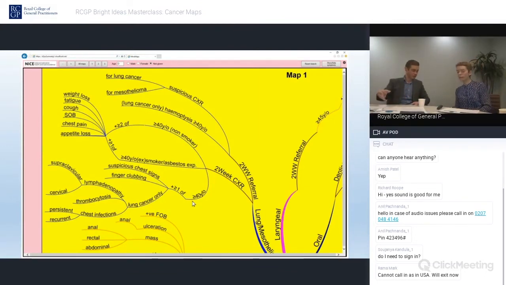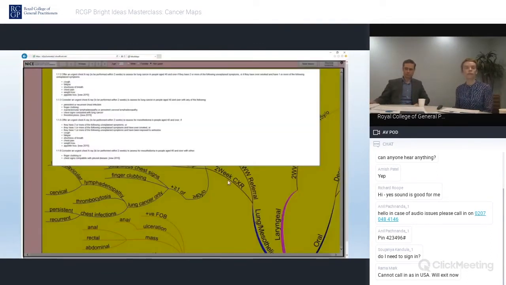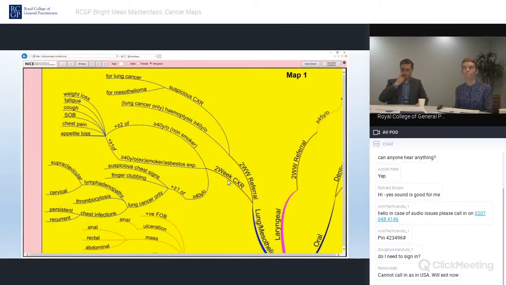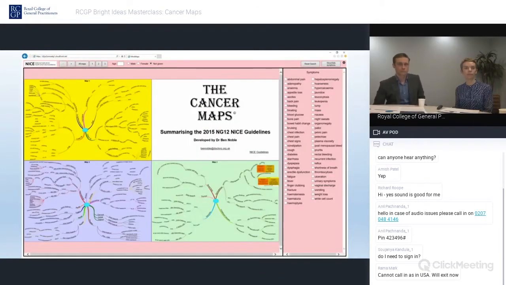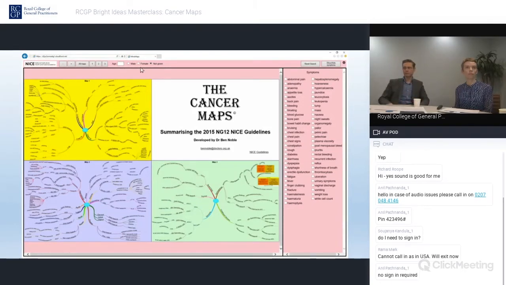Another feature of the maps is you can click on the purple branches in order to see the relevant NICE guidance in text form. Click outside the box to make it disappear. Perhaps the most important feature of the maps is the search function, which can be used during consultations. At the top of the screen, it's possible to select age and gender as part of a patient search. On the side of the screen, we see a list of signs and symptoms which appear in the NICE guidance.